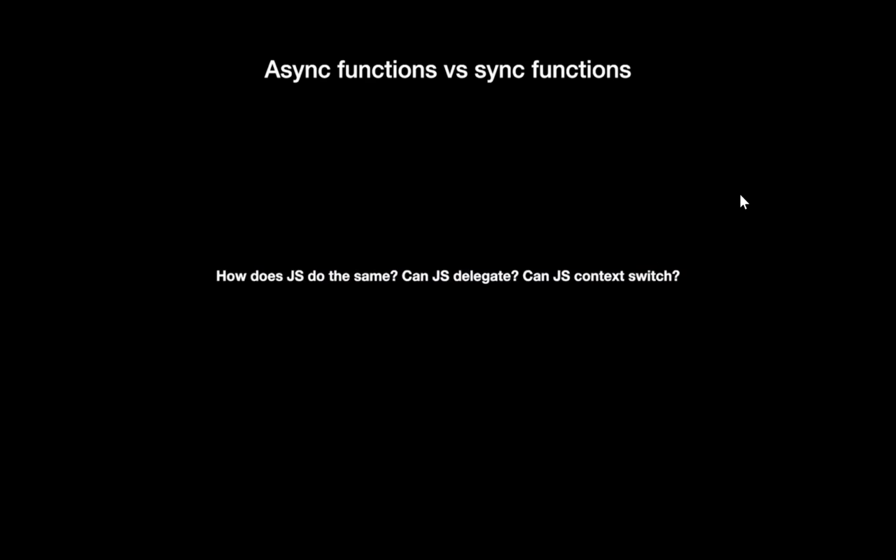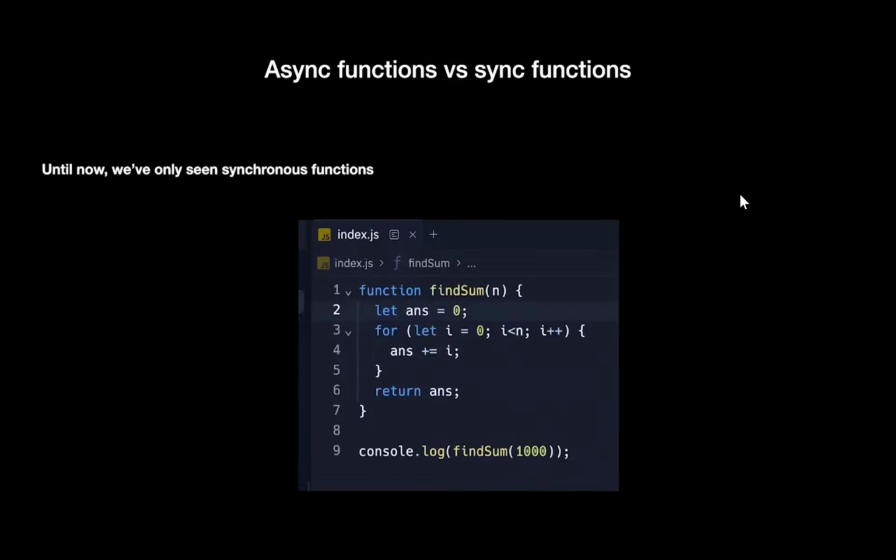Let's see how JavaScript does the same thing. Can JS delegate? Can JS context switch? The answer is yes, by using asynchronous functions. What are asynchronous functions? How do you define them? Let's see that next. Until now, we've only seen synchronous functions. All the functions you've defined until now are all synchronous functions.